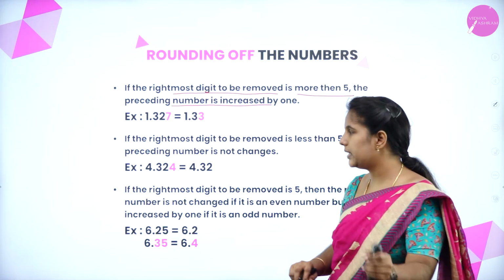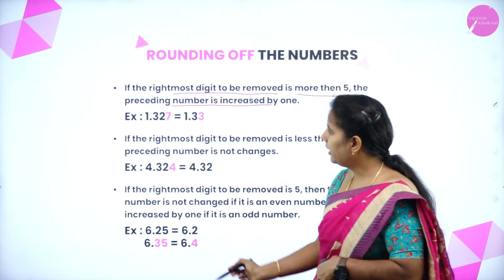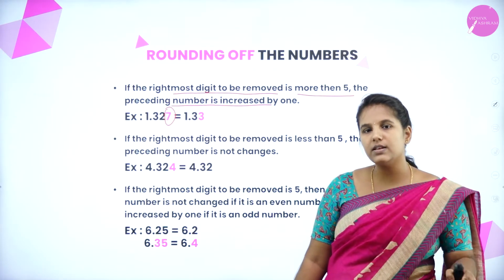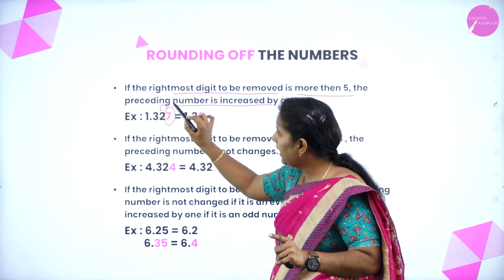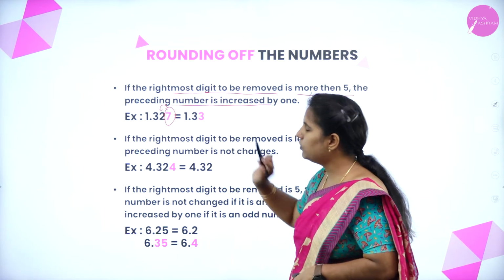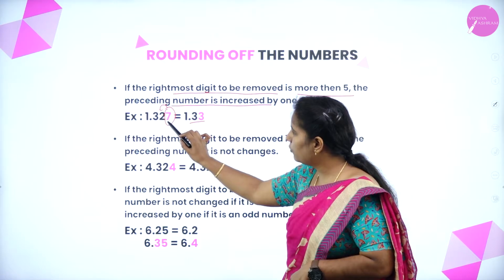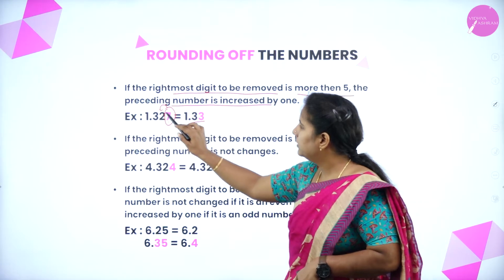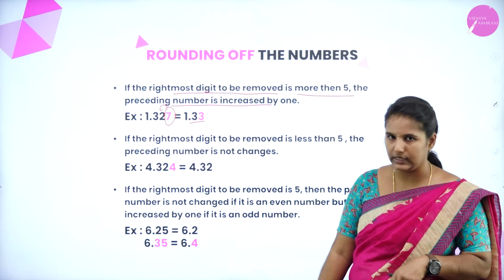The preceding number should be increased by 1. Example, 1.327. Here, I am removing the rightmost number, 7. We know that 7 is more than 5. If it is more than 5, the preceding number should be increased by 1. So we can round off to 1.33. How did it become 1.33? Because we removed the last number, and since it is more than 5, the next number is increased by 1. So it is rounded off to 1.33.